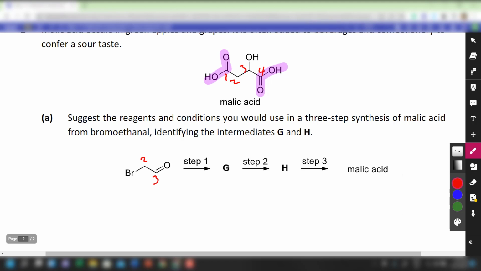I think the clue given to us is that we have a carboxylic acid here, and it's directly bonded to a group bonded to an OH.